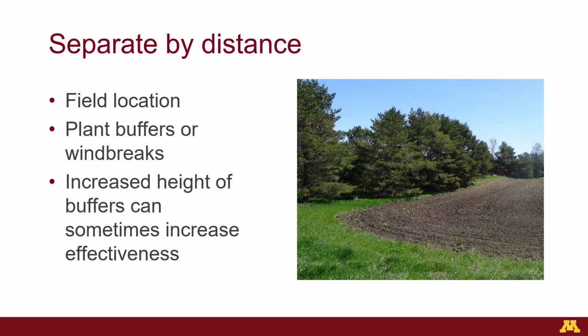You can also plant buffers or windbreaks to provide a physical barrier to pollen drift. To a limited extent, buffers can be adjusted by increasing width or adding trees to increase height, which can reduce the flow of wind-blown pollen. Your certifier will have recommendations for your buffers based on your risks.